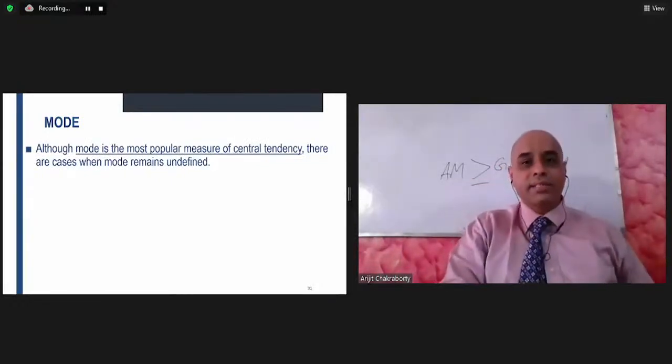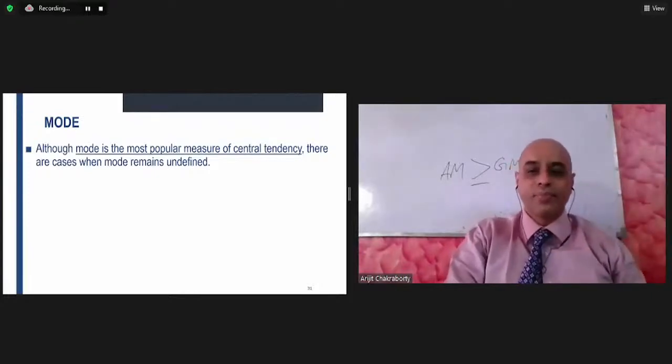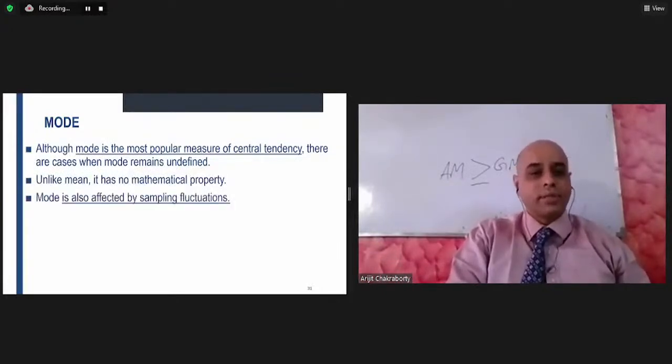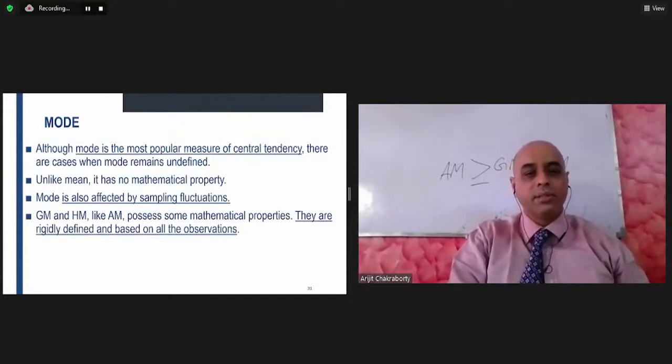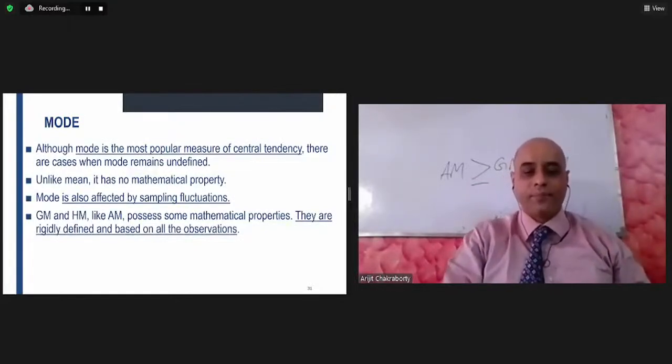Please remember, easiest is mean. The easiest is mean, but easiest to understand. But mode is the most popular, and it has no mathematical property. It is affected by sampling fluctuations, and GM and HM, like AM, possess some mathematical properties. They are defined and based on all observations.